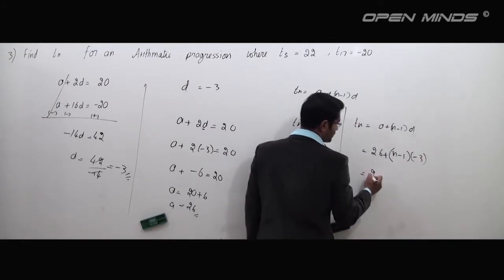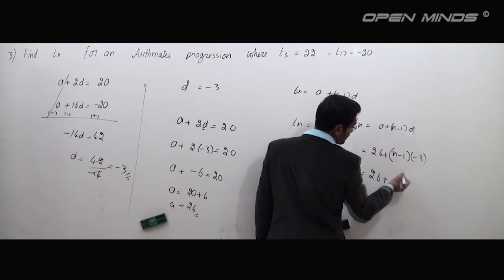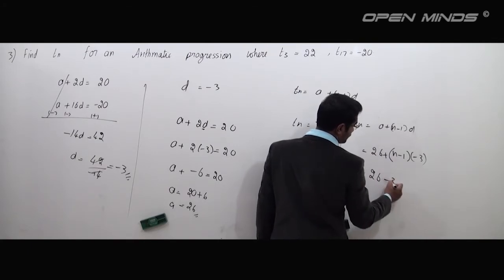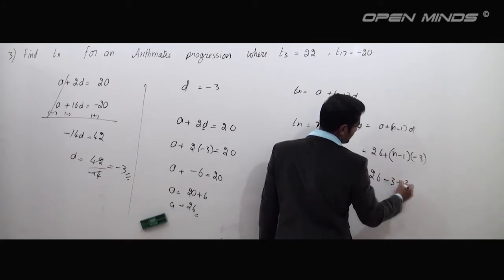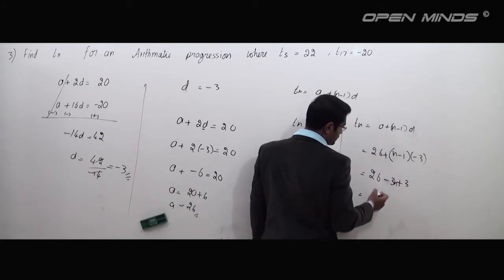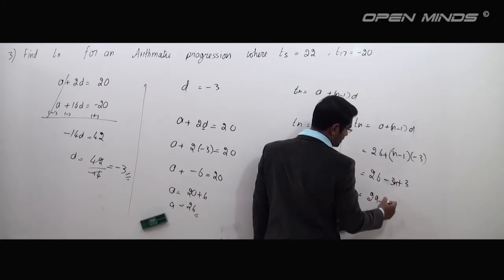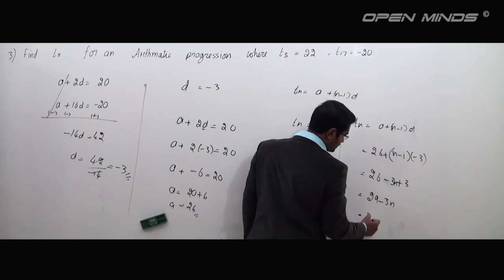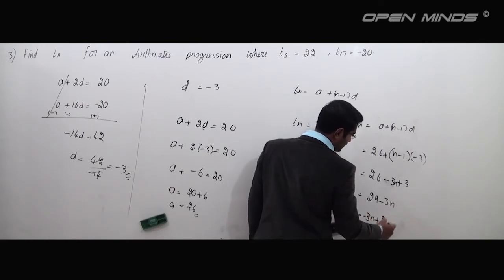So what do you get? You get 28 plus, all right, just multiply this. Negative 3 times n is negative 3n, and negative 3 times negative 1 is plus 3. So that goes like 31 minus 3n. Or I can write negative 3n plus 31. Okay, that's my answer.